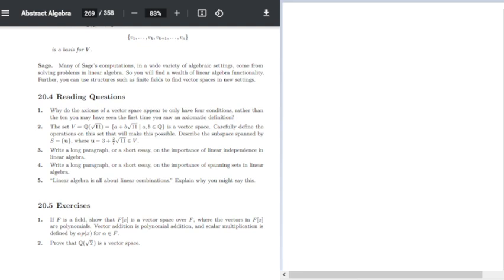Okay. These two are right long paragraphs, and linear algebra is all about linear combinations. Explain why you might say this. Because it's obvious. We define linear combinations, define linear independence. Linear combinations define coordinate-wise bases, and then later on linear transformations will be defined in terms of those, and we'll have other things associated with them. So yeah, linear algebra is all about linear combinations.